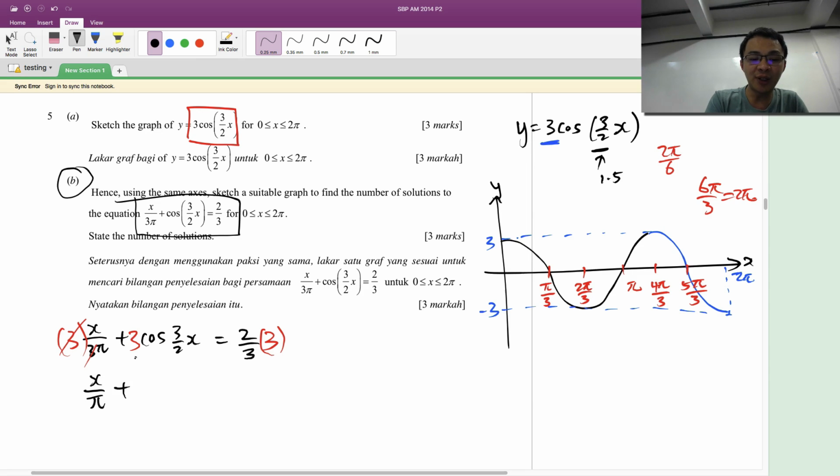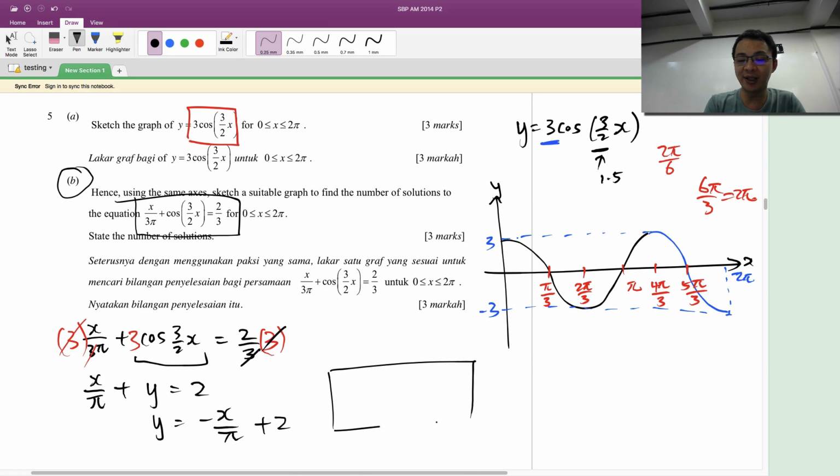This one is 3 cos 3 over 2x, isn't it? If 3 cos 3 over 2x, this is y. And 3 simplified equals to 2. So therefore y basically equals to negative x over pi plus 2. So now this one actually is a straight line. Alright, if it is a straight line we will need 2 coordinates. I will try to assume when x equals to 0, I want to find the y. X equals to 0, 0 over pi is 0, so y equals to 2.